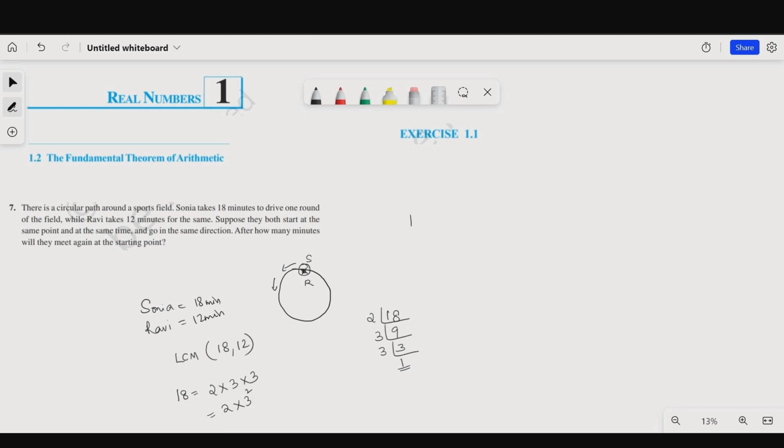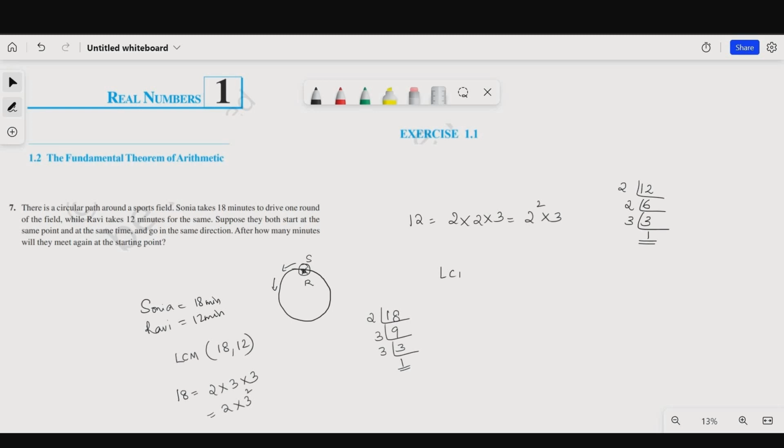Now let's take 12. Now let's write 12 as the product of prime factors. So 2 is the smallest prime number and we can divide 12 with 2, which gives 6. Again 6 can be divided by 2, which can give 3. 3 is the smallest prime number, so it is divisible by itself. So we can write it as 2 into 2 into 3, which is equal to 2 square into 3.